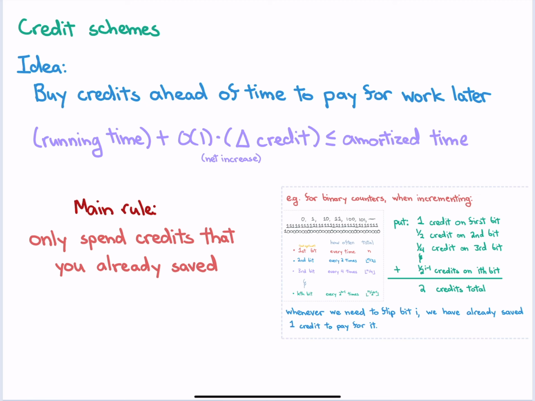In the case of the binary counter, first I pay 2 credits, so immediately the credits go up by 2. The running time is proportional to the number of bits I flip, but every time I flip a bit, the number of credits goes down by 1. So the change in credit will offset the running time, and I'll end up with a constant amortized time.